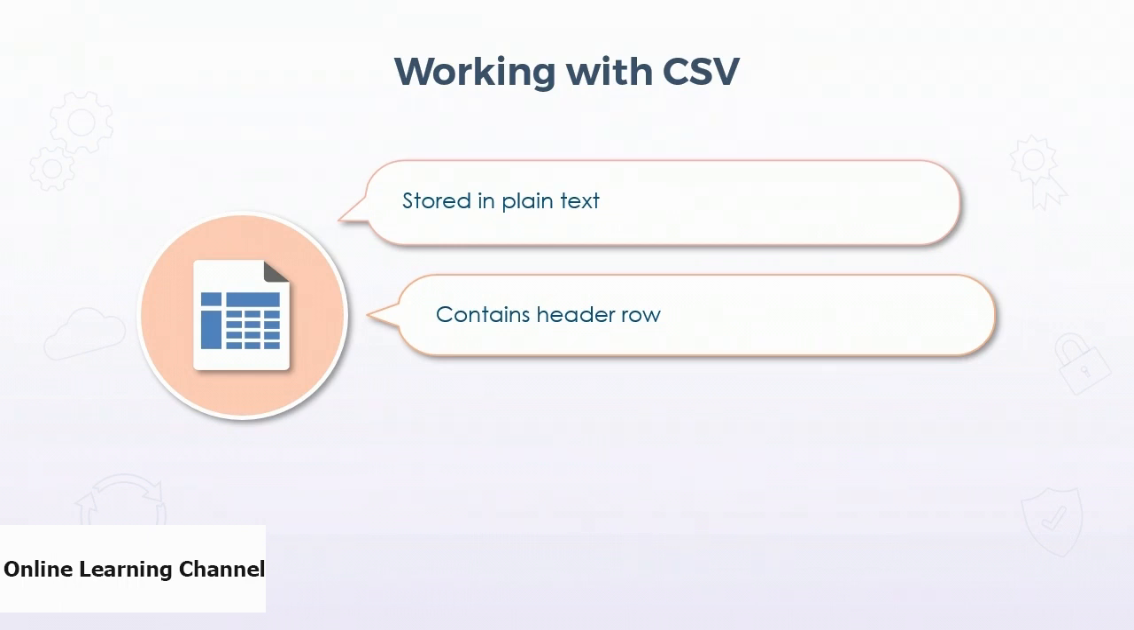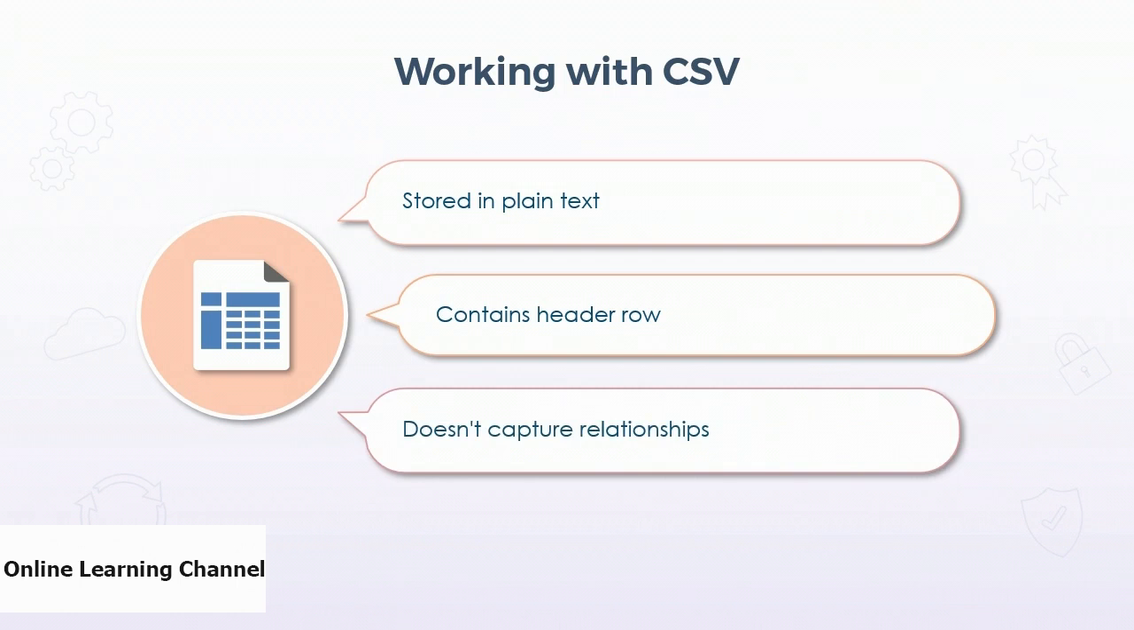And the other thing about CSV files is that they don't capture relationships. So there's no way to tell if one row of data relates to some other row of data. And that's not necessarily a bad thing. Remember that in a NoSQL world, the concept of relationships is handled differently anyway.